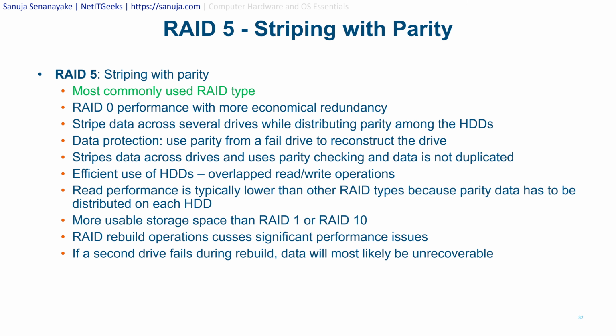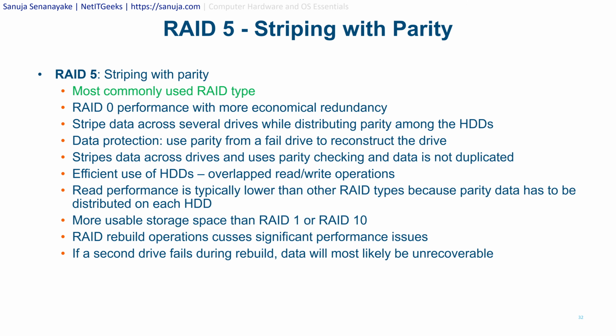Data protection, use parity from a failed drive to reconstruct the drive. So that's how the data protection is provided in RAID 5. It stripes across data drives and uses parity checking, and data is not duplicated. So the mechanism does not duplicate the data. Instead, it just stripes it across hard drives and uses the parity across the hard drives as well.